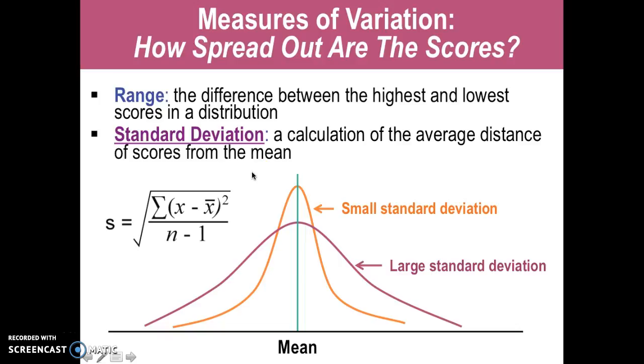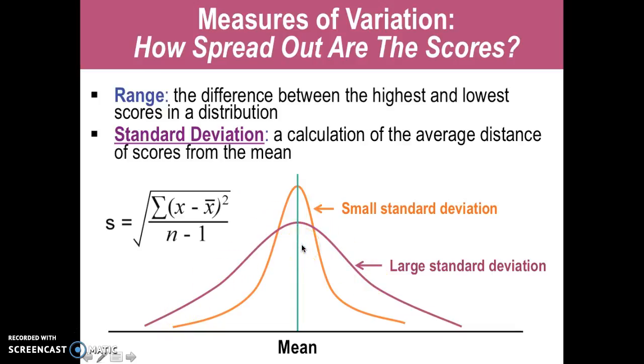Please watch the video. It's a great explanation of how to find the standard deviation and what the standard deviation is. If you have a small standard deviation, your numbers are really close to your mean. If you have a large standard deviation, your bell curve is really flat. It's not as skinny because there are a lot of numbers far away from your mean.